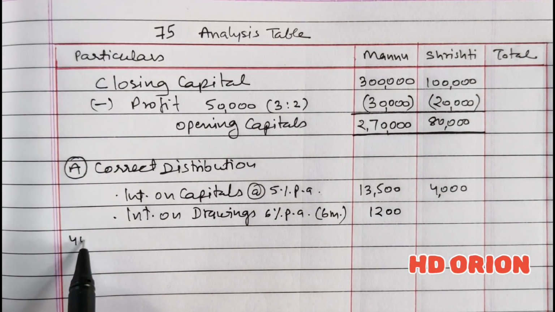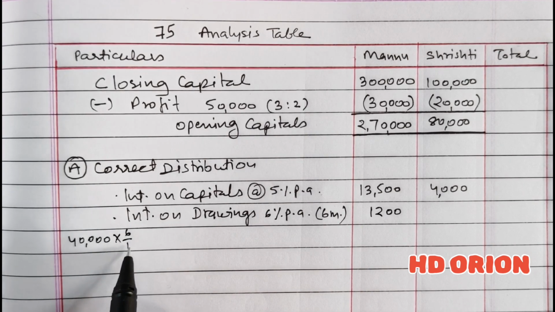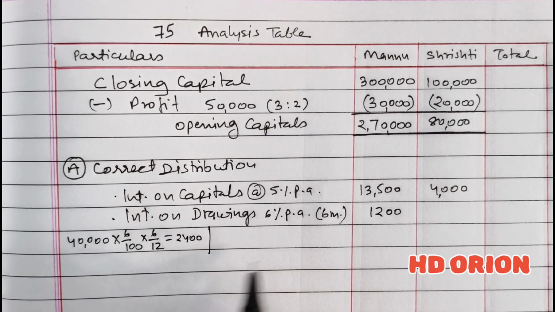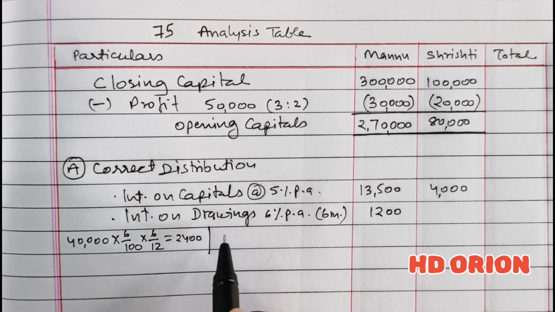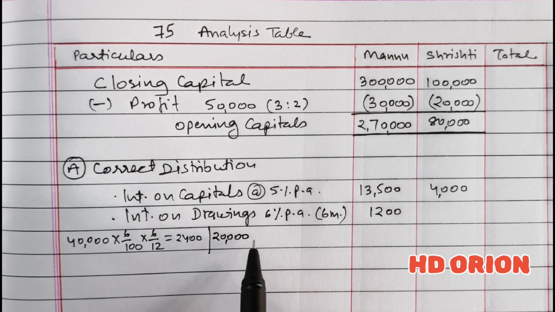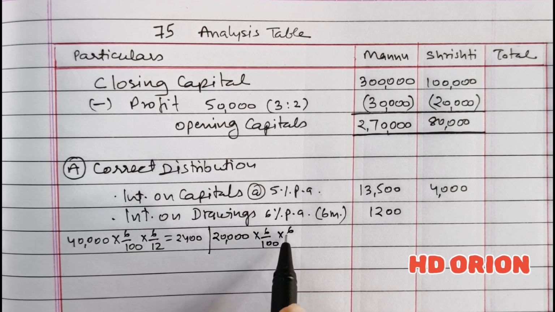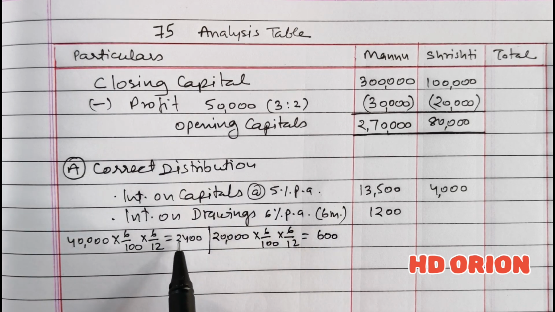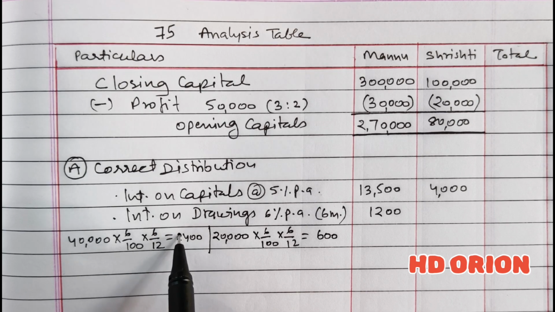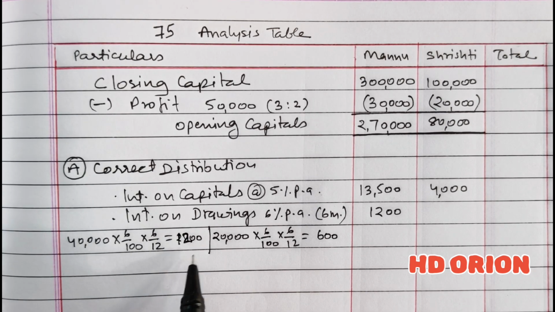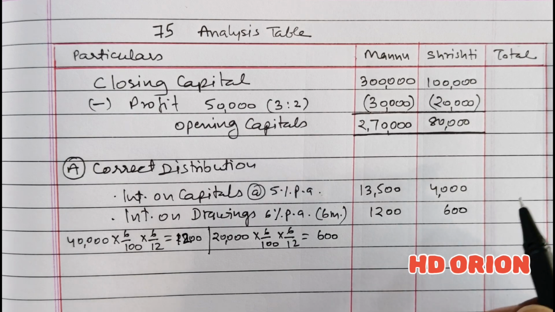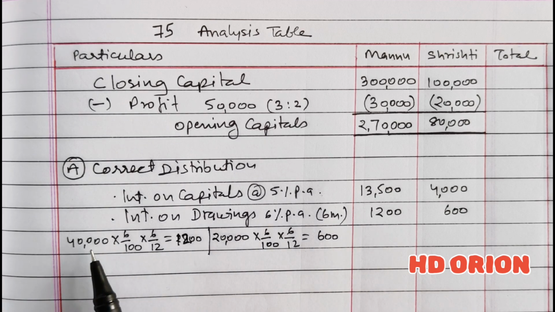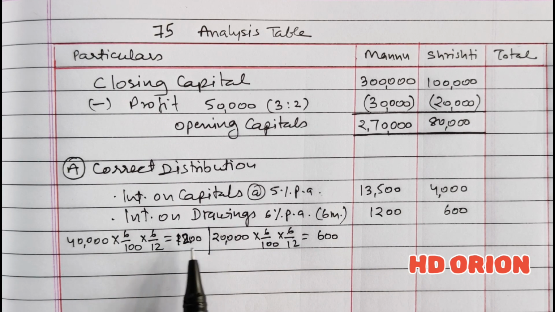You see, 40,000 at 6%, and for 6 months it will be how much? 2,400 for Manu, and 20,000 is the drawings for Srishti. Here also 6%, and that also for 6 months average period, and it will be just half, that is 600. Here it is 1,200 because half we have done, so 1,200 and 600. Now by observation also you can calculate for Srishti, because the drawings amount is half for Srishti, so interest will also be half.